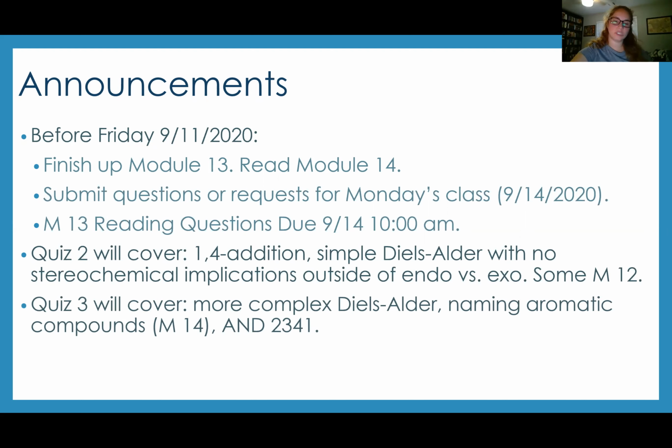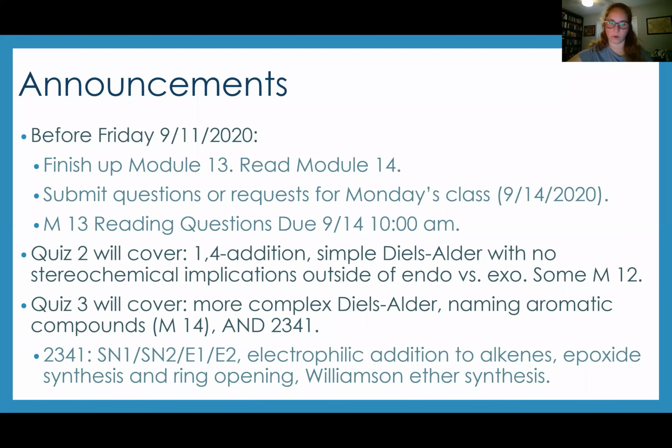Oops, I copied this over and didn't delete it off the first one. Your quiz 3, which is not this week, but next week, will have more complex Diels-Alder problems and naming of aromatic compounds, which is in module 14. And it's going to cover several topics from 2341. Anne and I have talked about this, and it seems like a lot of you do not remember OCHEM 1 at all. A lot of you are really struggling with that. Remember that OCHEM 1 is a prereq for this course, which means that you are responsible for that information.